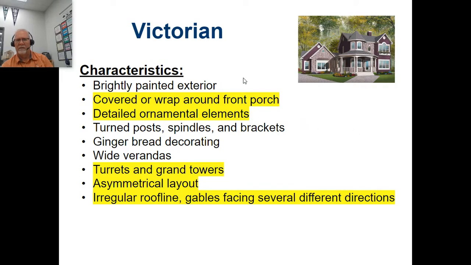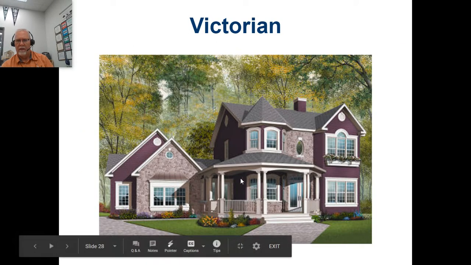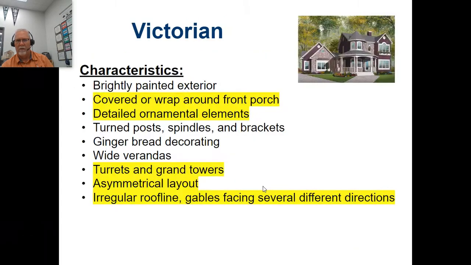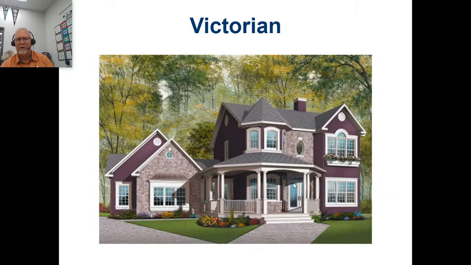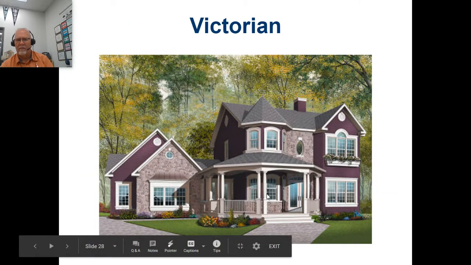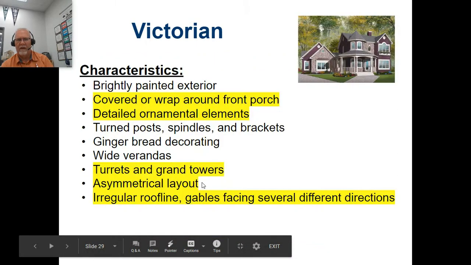Oftentimes the exterior is painted very bright, with a covered or wraparound front porch. If you look at the wraparound porch here, it's kind of a nice entryway. Detailed ornamental elements are oftentimes common with a Victorian. Turn posts, spindles, brackets. Look at this. We have a lot of these spindles in here that really make it kind of decorative, kind of ornate, if you will.